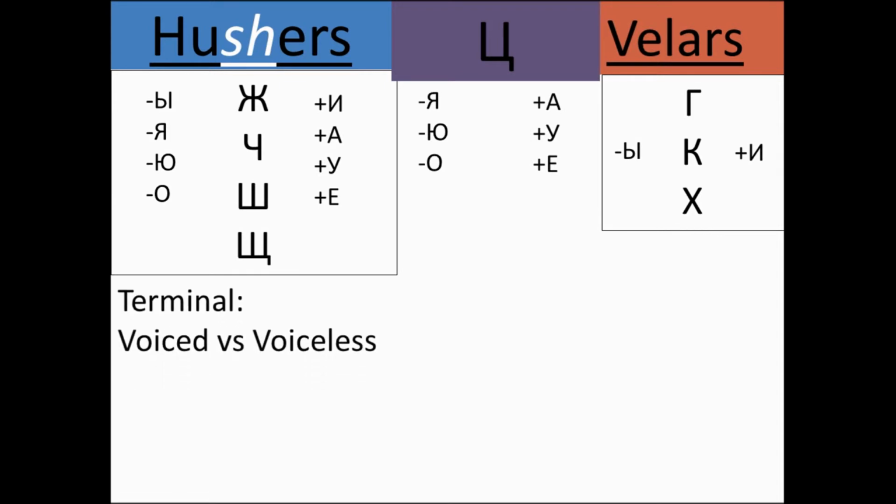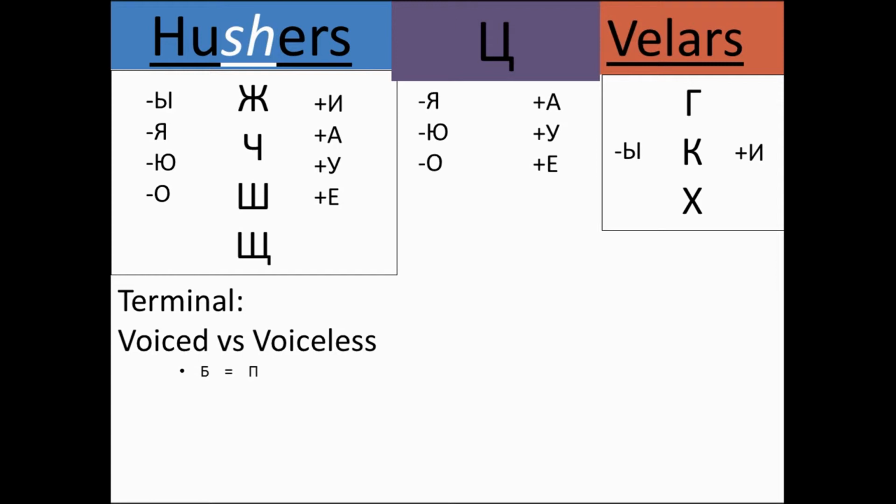Now let's talk about terminal consonants, voiced versus voiceless consonants. What does this mean? Essentially, there are certain consonants in the Russian alphabet which are known as voiced consonants. If these consonants come at the end of a word, they cannot be pronounced as they would be if they were in another part of a word. Let me show you what I mean. Imagine a word ends in the letter b. You cannot pronounce it as b. It instead has to be pronounced as its voiceless counterpart, which is p.